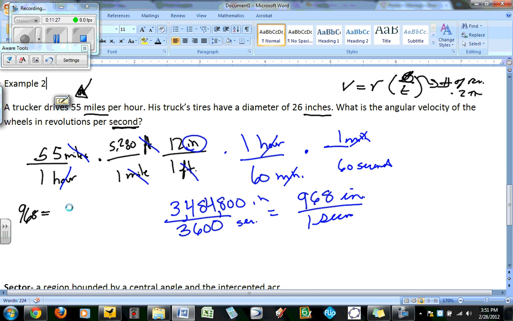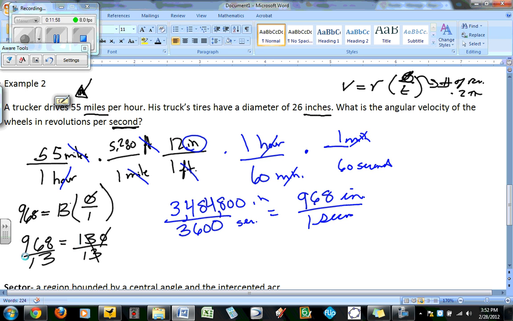Okay, so we know the radius. It gives us a diameter of 26 inches, so that means our radius has to be 13 inches. And we don't know what theta is. That's actually what we're looking for. We're looking for revolutions. All right, what's its angular velocity? And then we know per 1 second. So what we have here is 968 equals 13 theta. And then in order to get theta by itself, we're going to divide by 13.